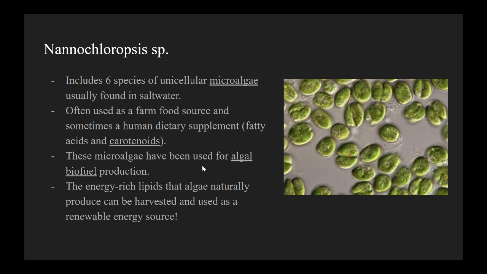Okay, now let's move on to Nannochloropsis species. When you see this SP here, it just means there's this group called Nannochloropsis, and then there's a bunch of species that fall under this group. This one includes 6 species of microalgae that are unicellular and usually found in salt water.